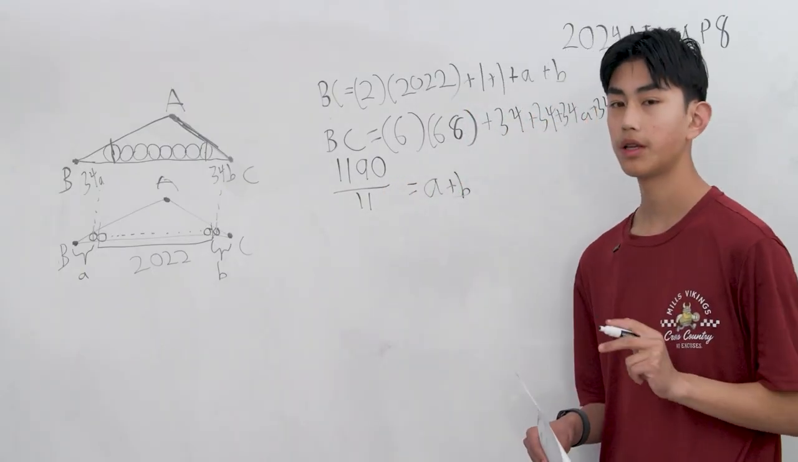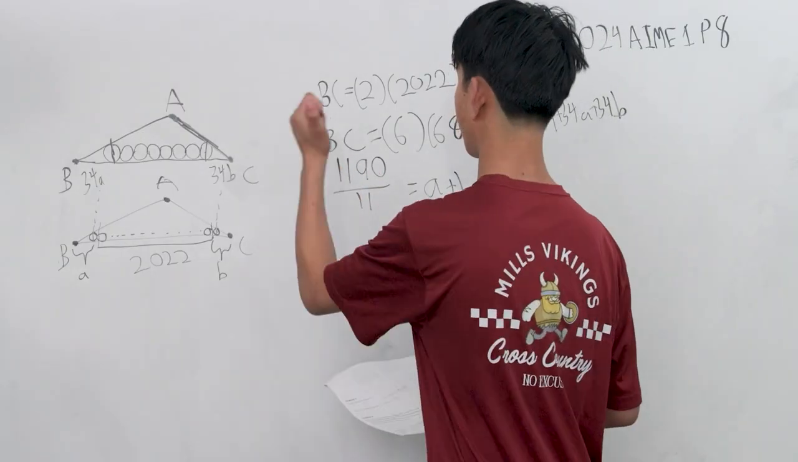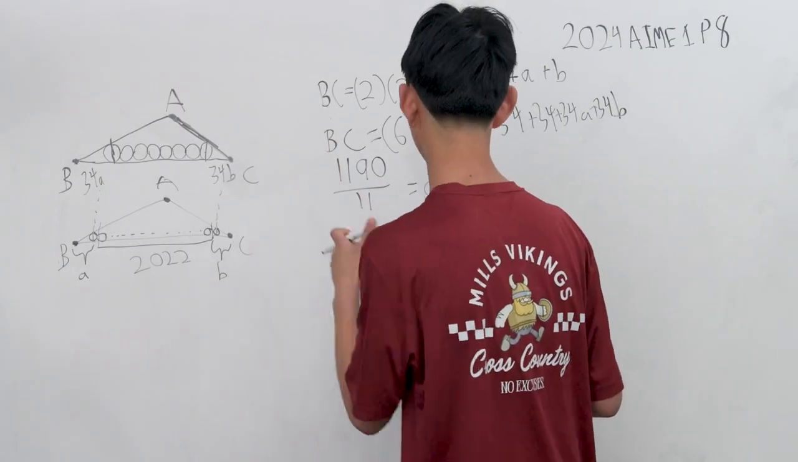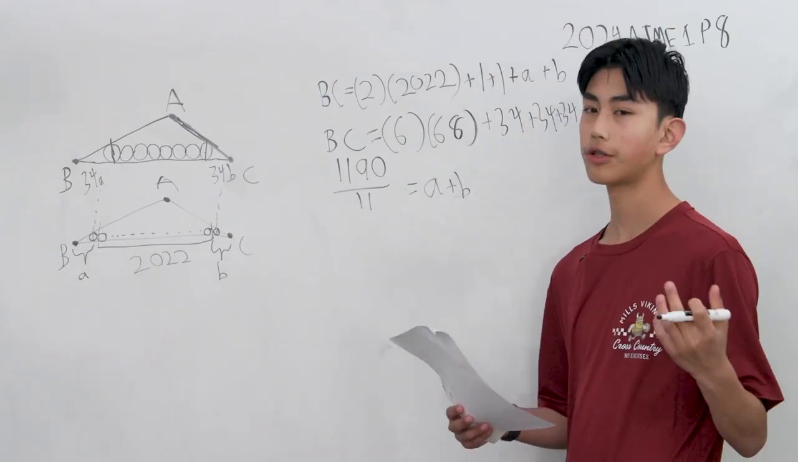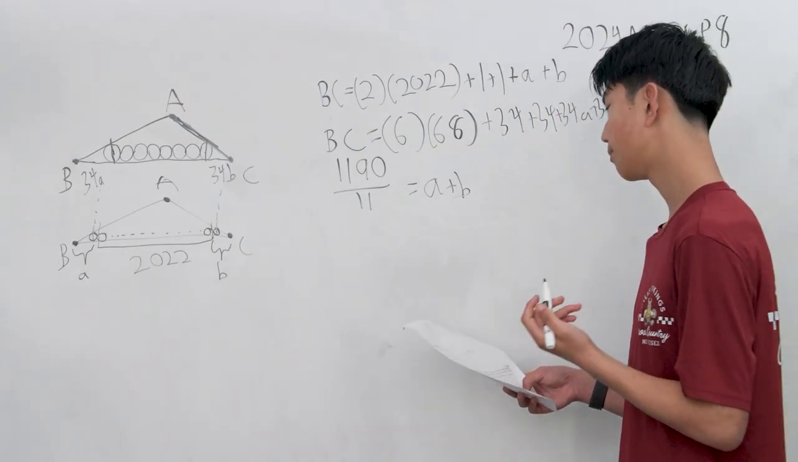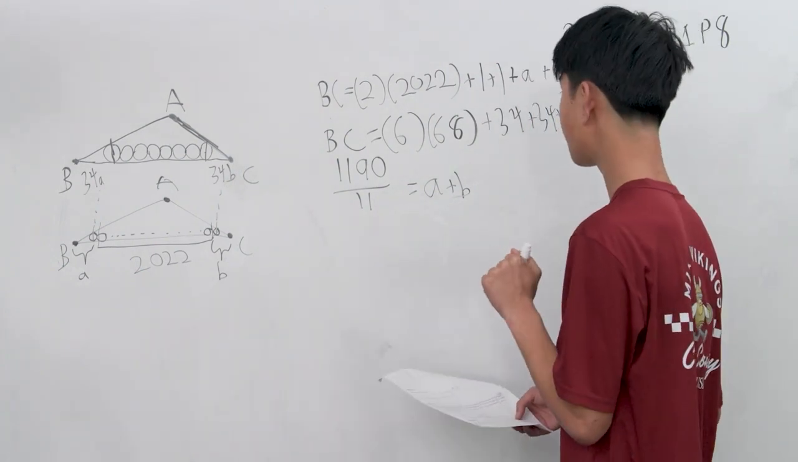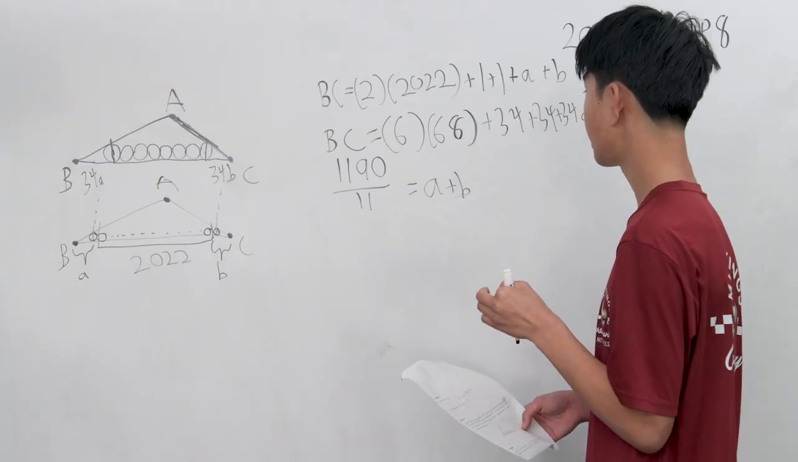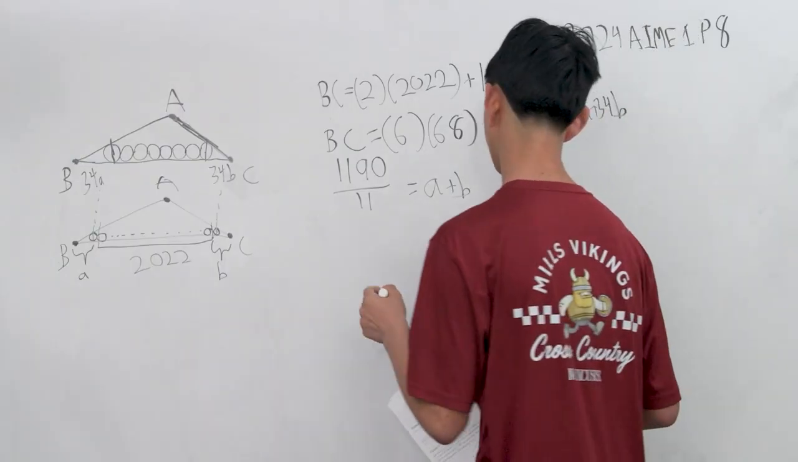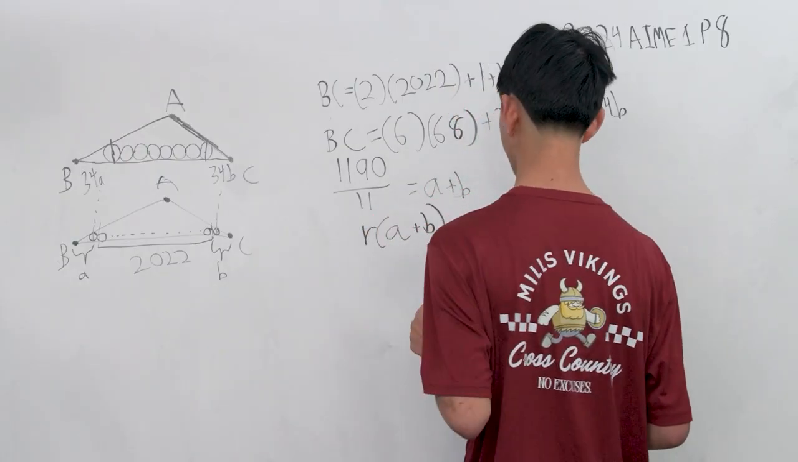Let R be the radius of the circle that this triangle is in, right? If R is the radius, then that means length BC must equal, we can express it as R times A plus B.